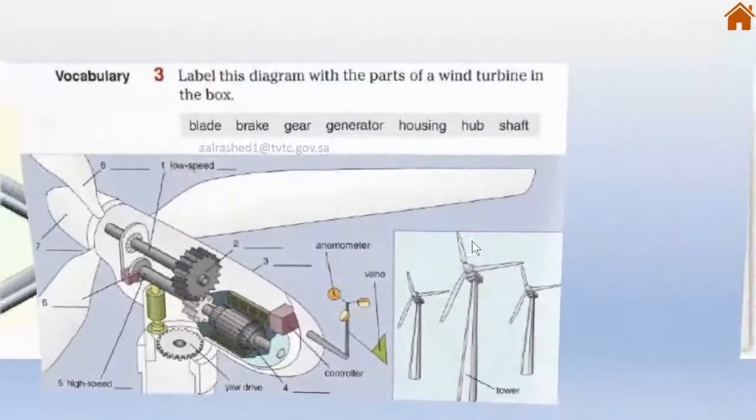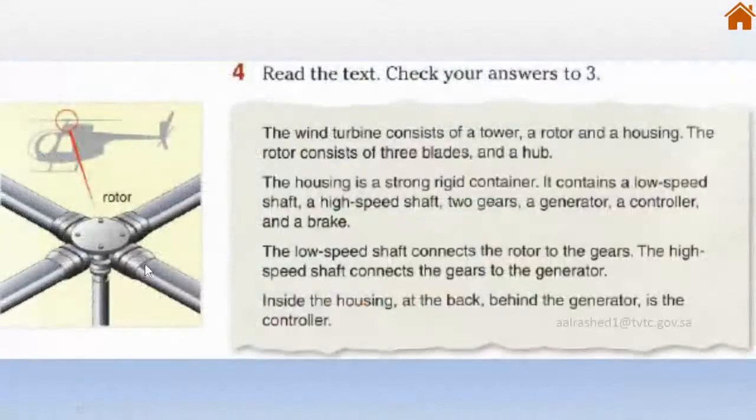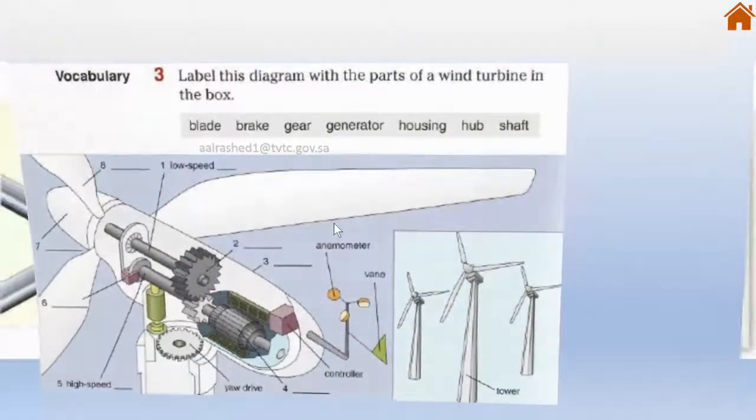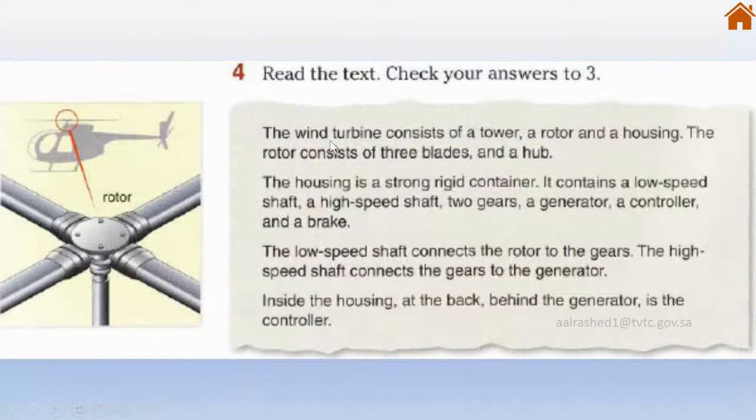Okay, of course, you need to rely on the reading before attempting to answer this diagram. We'll go through this reading. The wind turbine consists of a tower, a rotor, and housing. This is the rotor. This is the title of the lesson. It was about rotor. This is the rotor, a part that generates force by rotating.